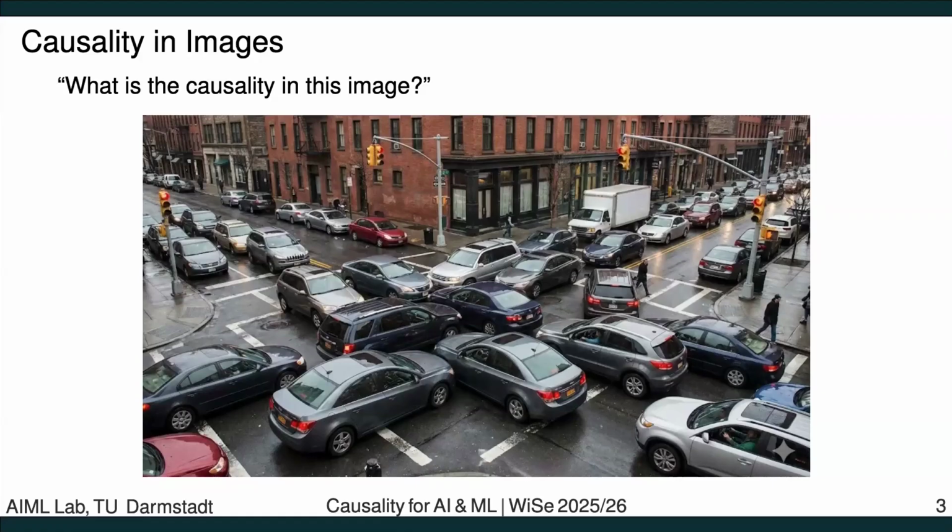And of course, this might be general learning of dynamics, like a sort of world model. But of course, in this lecture, we will look particularly at the causal aspects of this. So if we see such images, how can we make sure that our models do not learn confounded factors, that they learn the true underlying dynamics?